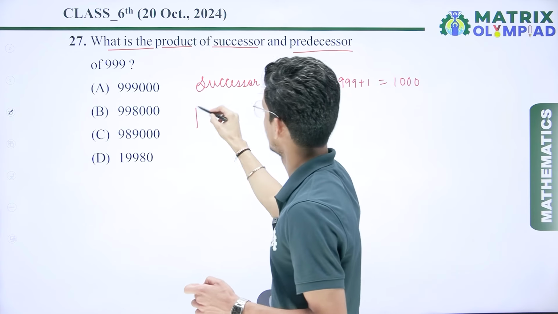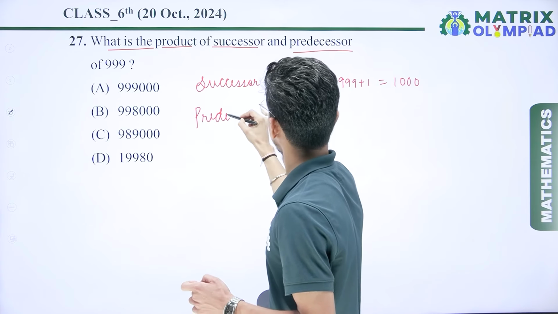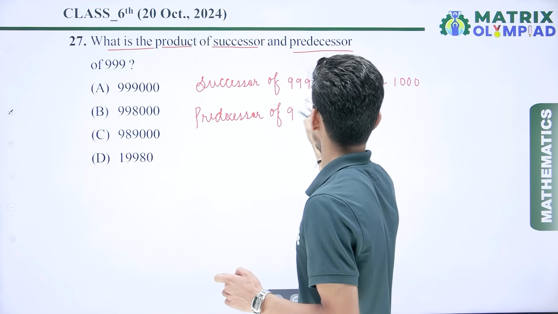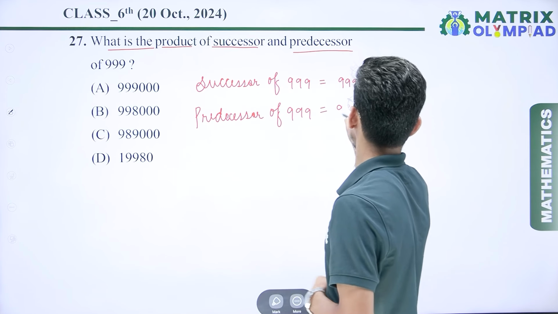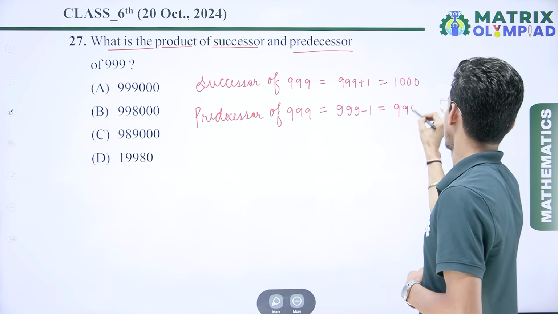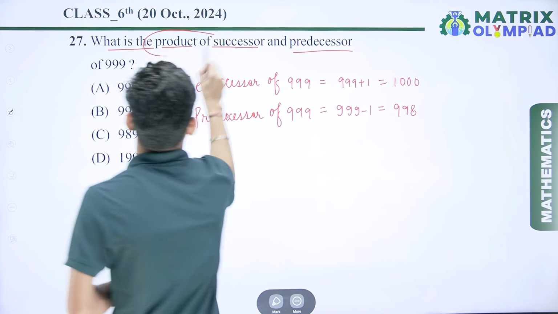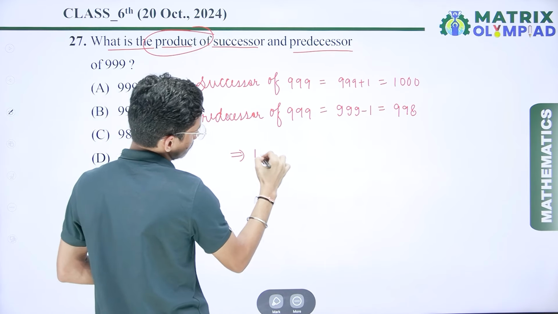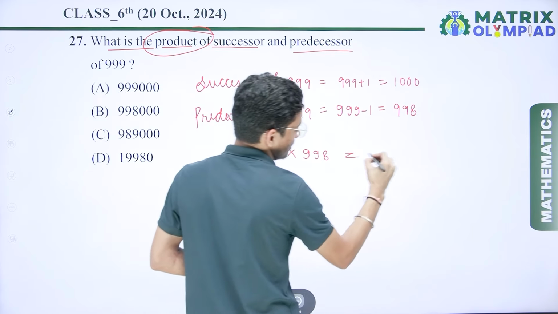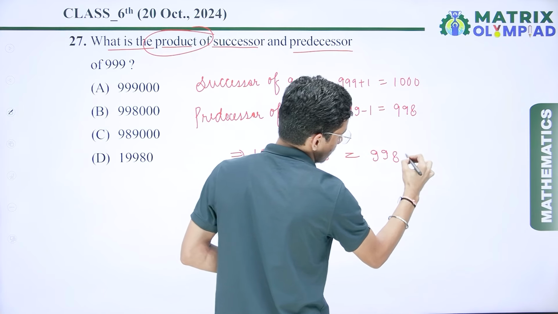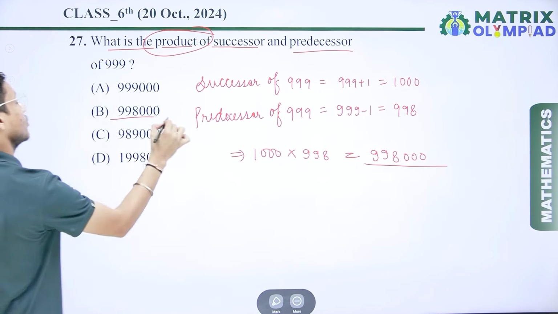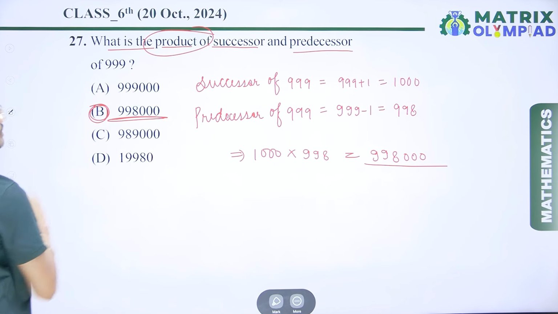Now if I talk about the predecessor, the predecessor of 999 is 999 minus 1. So here I get 998. Now here we have to find the product. It means 1000 multiplied by 998. So here the answer is 998,000. So option B is the correct answer.